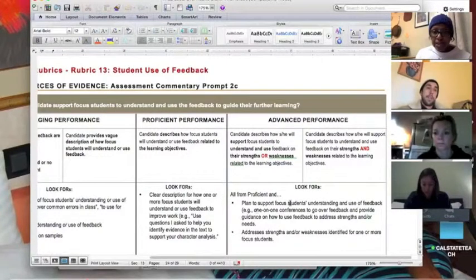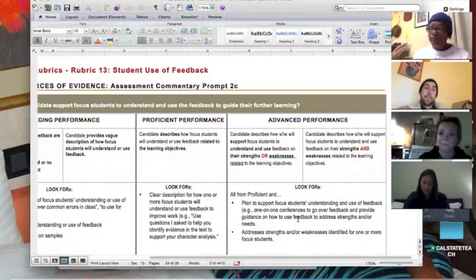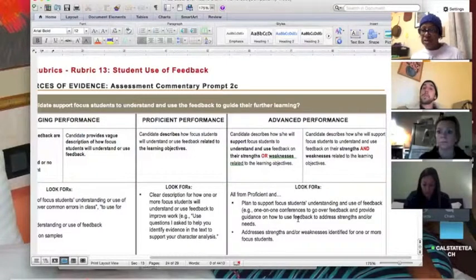So your plan to support the focus students' understanding and use. And so you're going to have, like, one-on-one conferences over the feedback and provide guidance. So you're going to provide before lessons, or meet with the kid once a week for recess, or whatever it happens to be, in order to make this happen. Give them extra work, have them do stuff on the computer, address their weaknesses. How are you going to do this? How's a focus student going to use this?